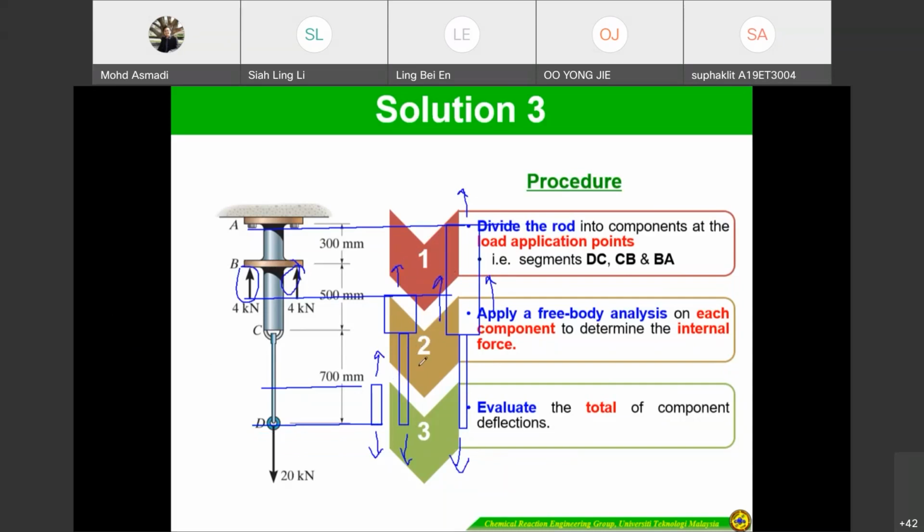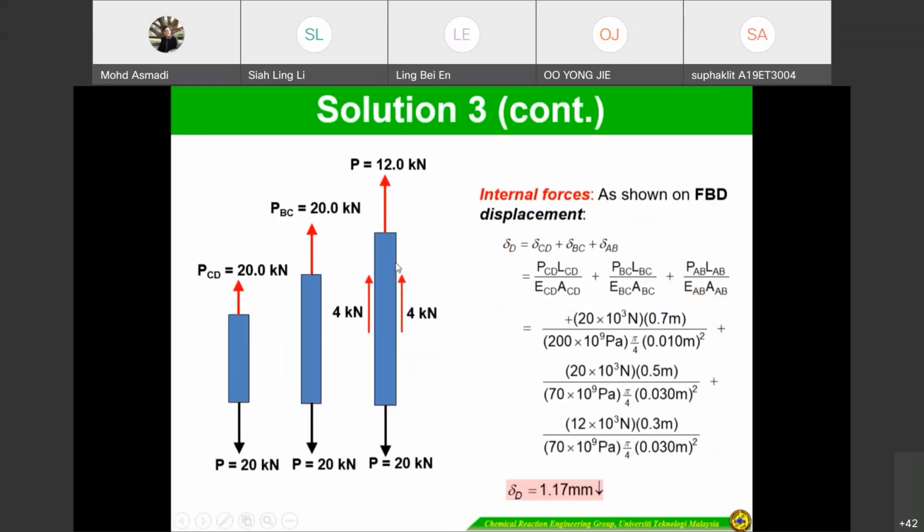For each section, apply free body analysis on each component to determine the internal force. This is the internal force. Of course, this one is 20 kilonewtons, this one also 20 kilonewtons, the same. Only this one is different because it has 16 kilonewtons upward. I think this one is 12 kilonewtons because it is 20 minus 8, or 12.